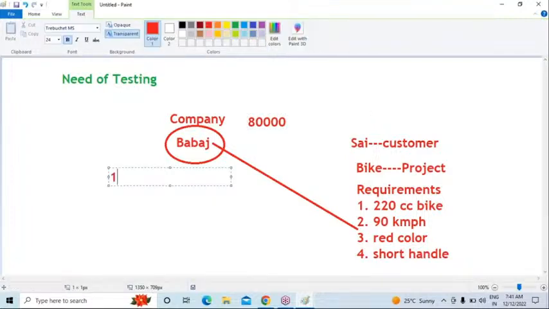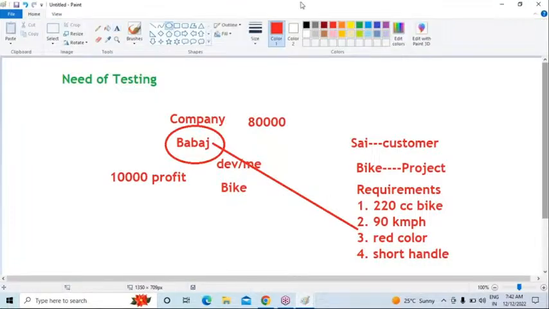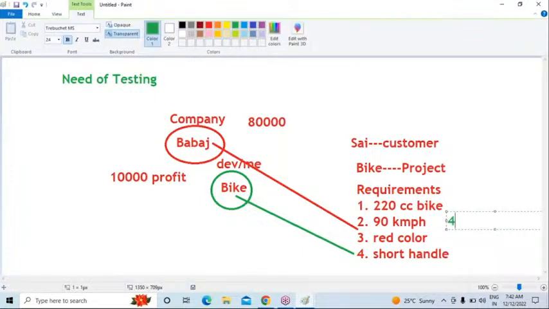So at that time, the company people are getting a profit of like 10,000. Now in the company, there are some developers or mechanics. These people will develop the bike. Once they develop the bike, they are going to deliver it to the end user. So the end user is nothing but whom? The customer only. They deliver the bike to Sai. Now Sai is going to use the bike, and while using it, it gives a mileage of like 40 kilometers per hour.